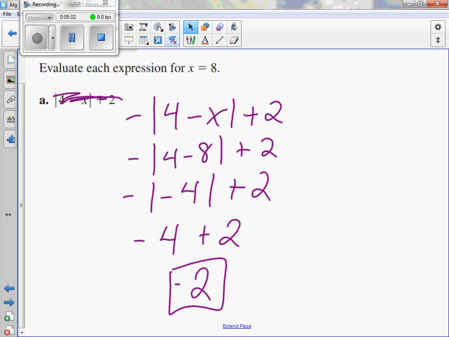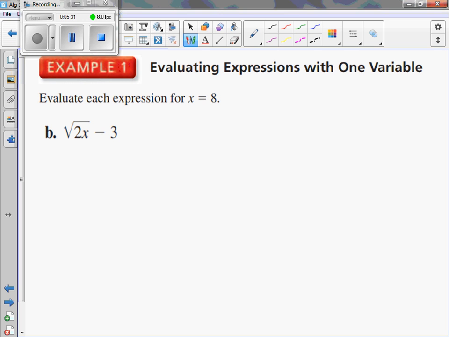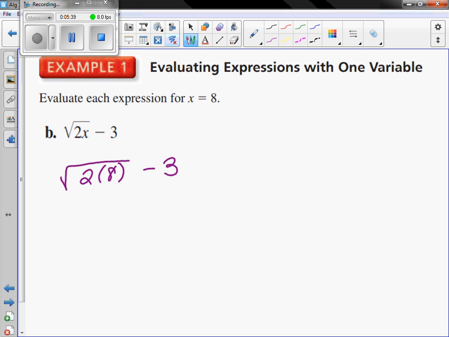We good with this here? Yes? Let's look at this one. So what is this symbol here? Do y'all recognize it? The square root. So what are we looking for when we look at a square root? A number times itself. Because when we talk about square roots, we're trying to find what number times itself gives us that number. So again, what are we plugging in? 8. So we have the square root of 2 times 8, minus 3.